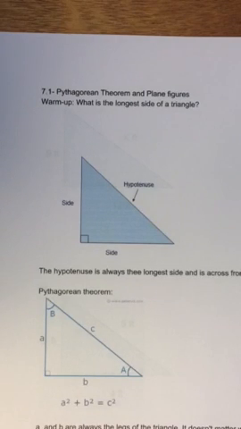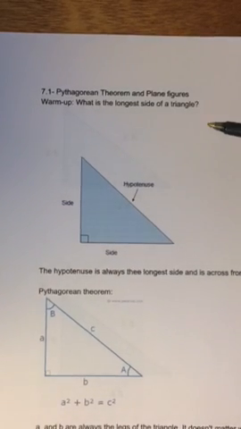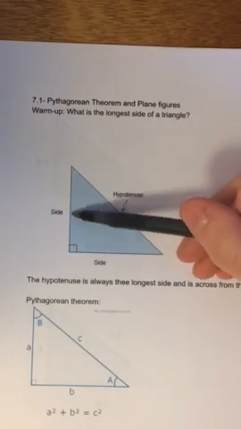On Friday we talked about the Pythagorean Theorem. We did some experiments with squares and things to try and show you what the Pythagorean Theorem really means. So your warm-up is just to tell me what the longest side of a triangle is. You might have talked about this, you might not. If you haven't or you don't know, what I'm going to talk about now will help. Right here I have a right triangle.